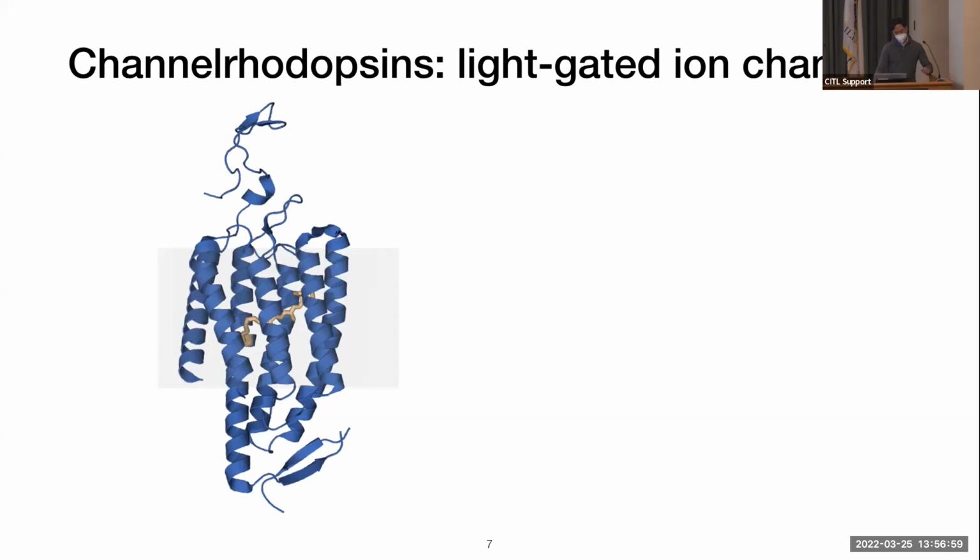Channelrhodopsins are these seven transmembrane helix proteins, and they bind this molecule called all-trans-retinal. It's in the ribbon structure. You can see it, that gold molecule inside it. That gray represents the membrane. You can count the helices if you want.